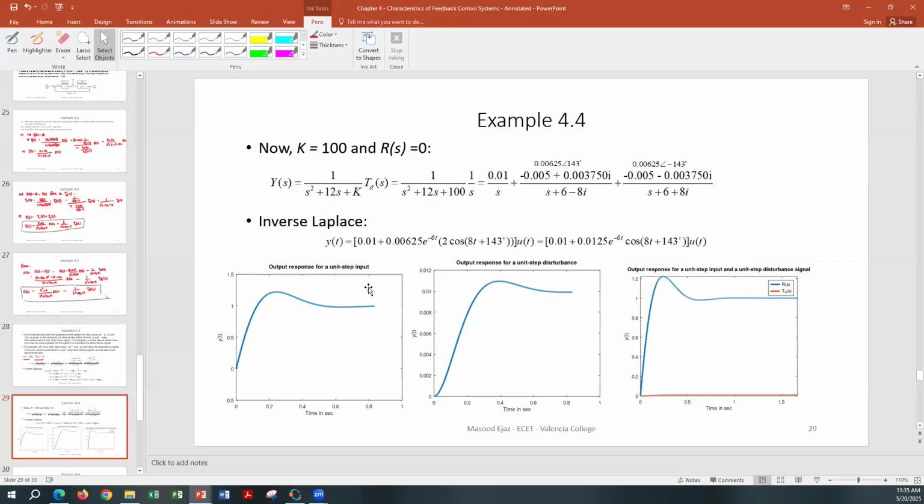And we went ahead and plotted both the output for the unit step input and the output for the unit step disturbance, both on the same plot. And as we can see, the disturbance signal is quite small as compared to the output signal for the value of k to be 100. So 100 seems to be working so far.